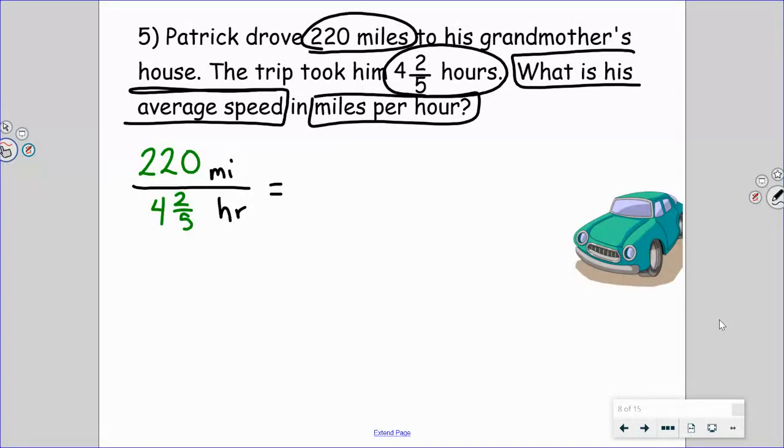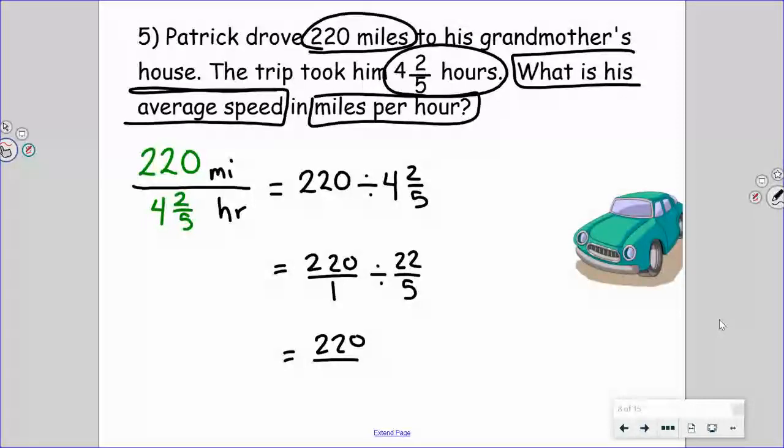Now we can say, all right, so essentially what this means is 220 divided by 4 2/5. We're going to rewrite 220 as an improper fraction. We're going to write 4 2/5 as an improper fraction.